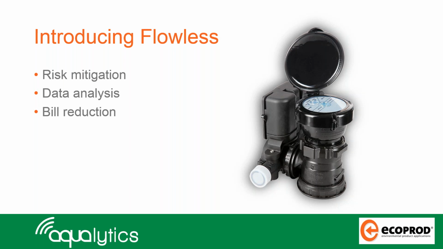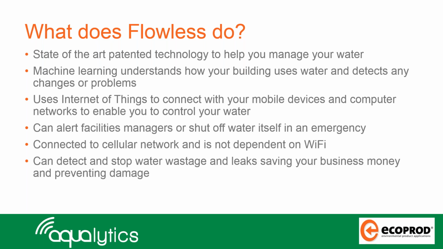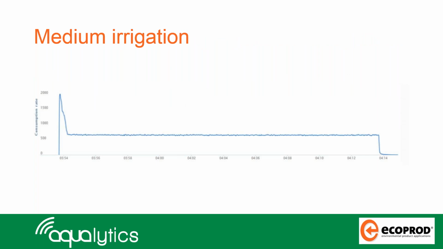It looks exactly like a water meter. Any plumber who looks at this at the moment will say to you, this is a water meter. And we did that on purpose because we wanted to make sure that any plumber could actually fit this. So what does Flowless actually do? It does everything we've said it does, and it makes sure that you are in control all the time. It's monitoring for leaks 24/7. It's going to isolate a problem for you, and most importantly, it can turn the water off if there is a huge problem. Connection is via AC, but it has a backup battery, which is really important, which will actually last for 30 days.